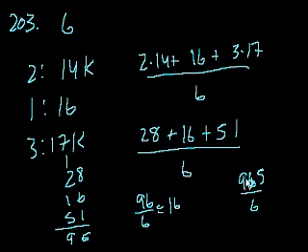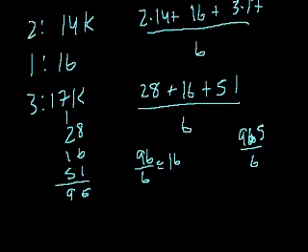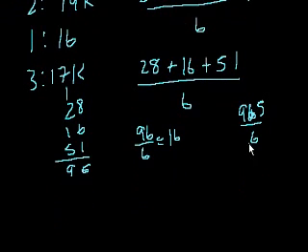Oh, actually, no, they have a lot of numbers that are really close. So let me make sure that I get it right. So 6 goes into 95. If they didn't have numbers that weren't close, I wouldn't do this.